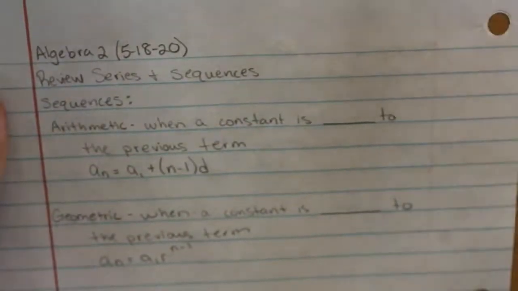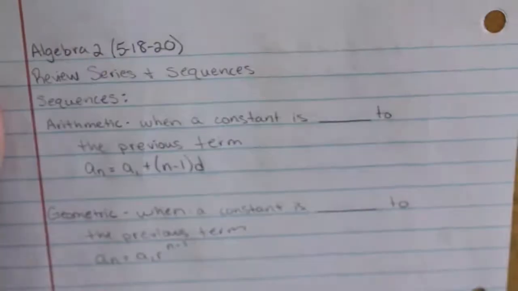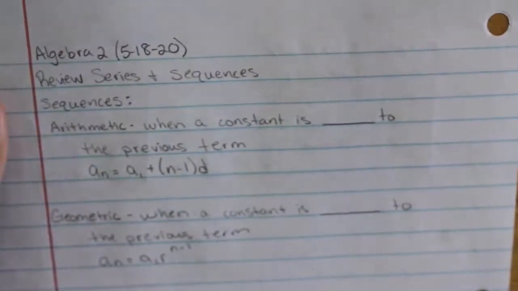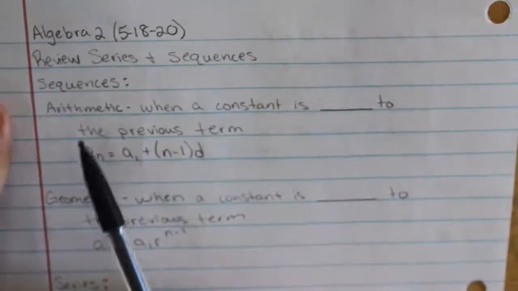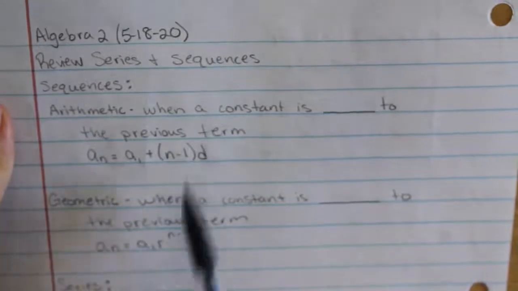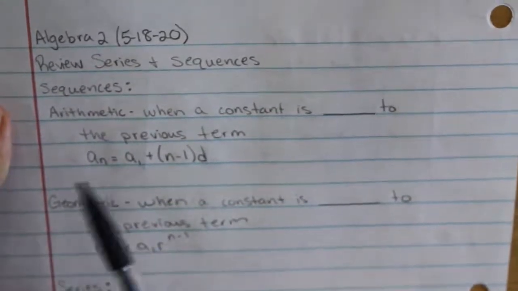I literally had in my lesson plan book a question mark because I couldn't figure out at the time what I wanted to review, and I decided to review series and sequences. So I want to cover arithmetic and geometric sequences because they have their little formulas with them. I know you have these written down. I'm not worried about that.